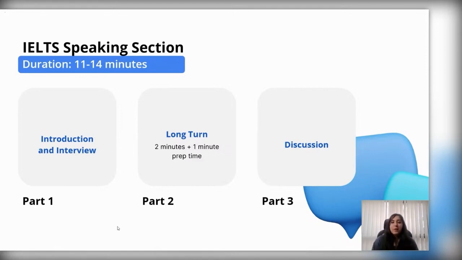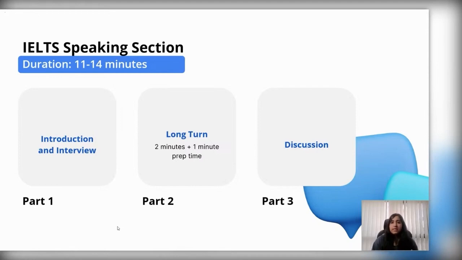All right, so remember the IELTS speaking section lasts for 11 to 14 minutes, as opposed to the reading section that lasts for an hour, or the listening section that lasts for 30 minutes, or the writing section that lasts for an hour. During this 11 to 14 minutes, you have 3 parts which you have to cover. The first part is called the introduction and the interview, where you will just be asked questions about yourself by the examiner. Just where you're from, where you live, and different questions like that.